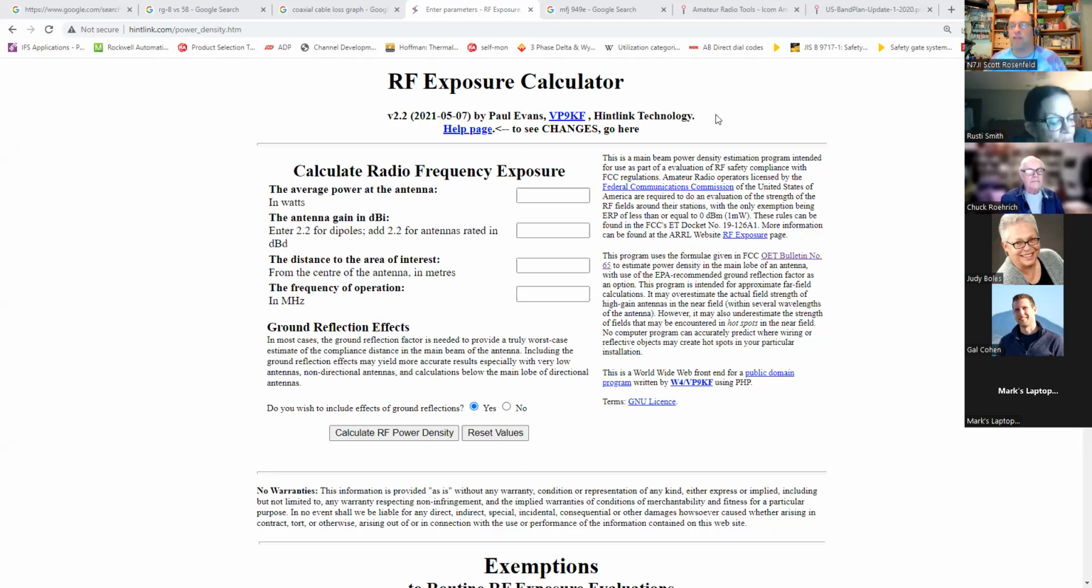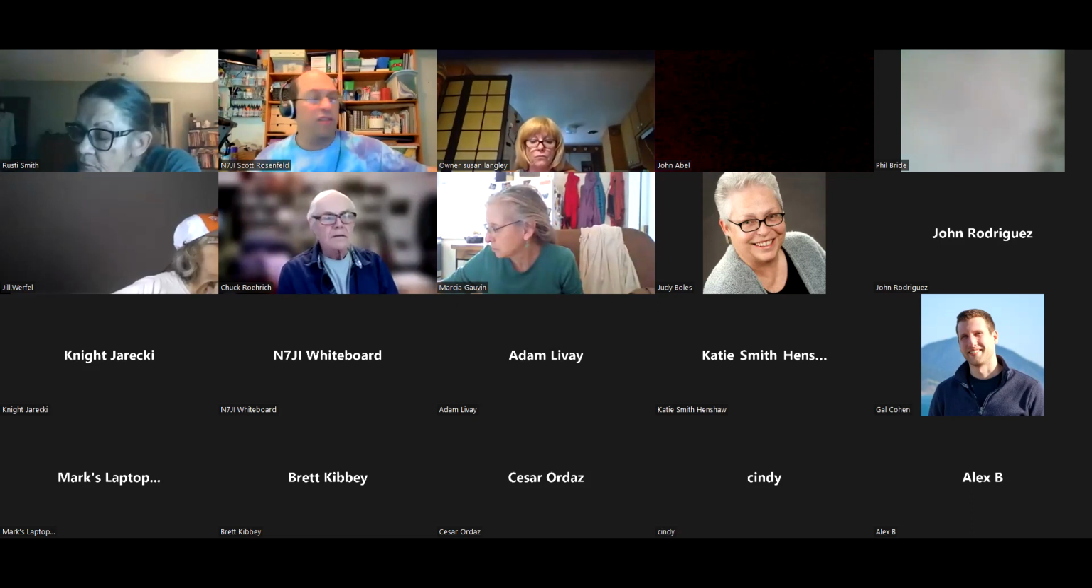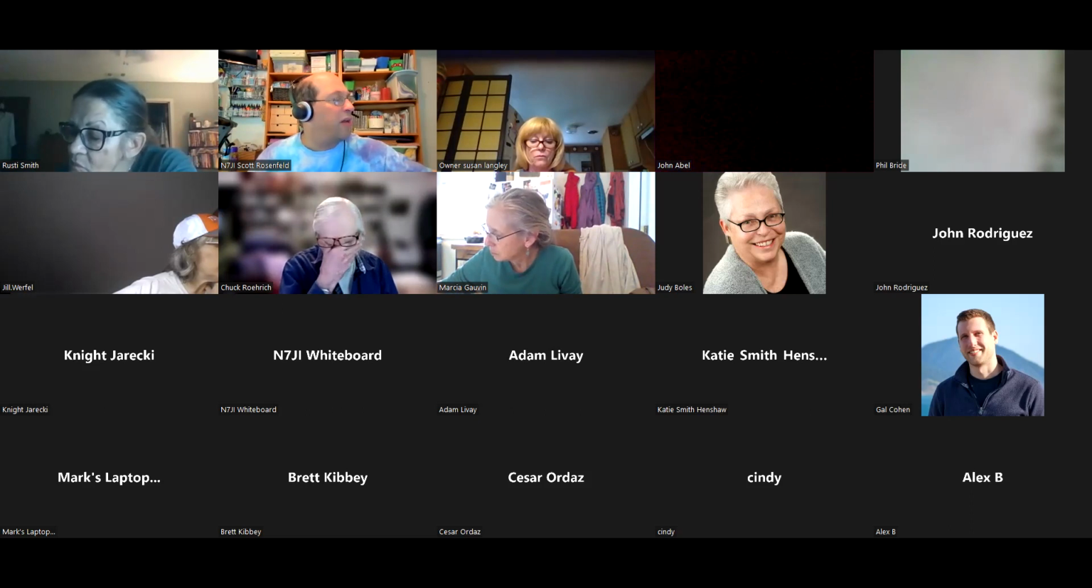Okay, so now here's the exposure calculator. You can actually go around and transmit and walk around your area with a field strength meter. You can do computer modeling. I do lots of computer modeling based on antennas that I come up with. The easiest way to do it is just use that calculator and come up with absolute worst case.